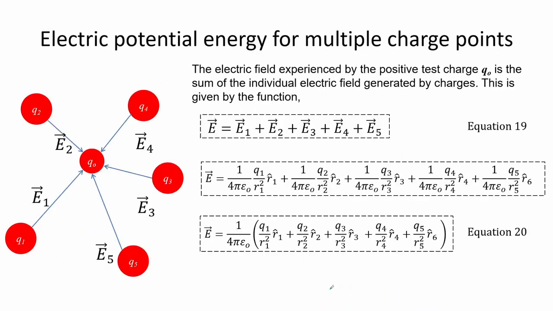Here we have several charges that are stationary except for the test charge positioned at the center of them. The electric field experienced by the positive test charge Q0 is the sum of the individual electric fields generated by the charges. This is given by equation 19. We can expand this further by writing it as a function of the individual charges and their relative displacements as shown in equation 20. So as the number of charges increases, the total electric field experienced by the test charge will increase also.